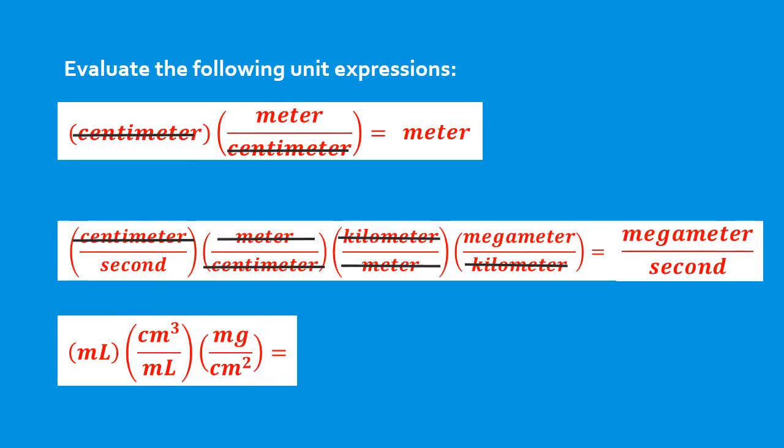How about this one? Milliliter multiplied by cm cubed per milliliter multiplied by milligrams per cm squared. So we look at what we have common in our numerator and denominator. We have milliliters common, so we cancel those. We also have centimeter, but we have cm cubed in our numerator and cm squared in our denominator. Since they're the same base unit and they have exponents, and we're dividing, we have to subtract the exponents. So that's 3 minus 2, that leaves us with 1. So at least we have centimeter remaining. That will give us centimeter multiplied by milligram.